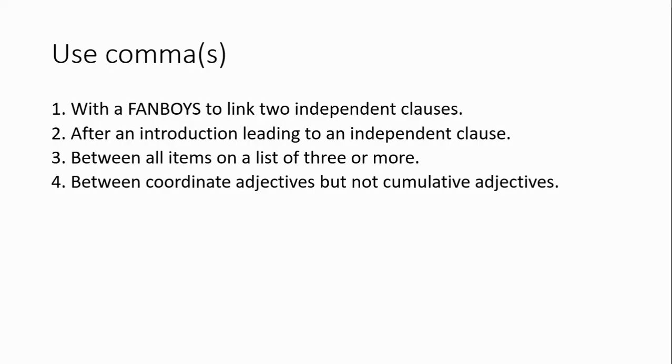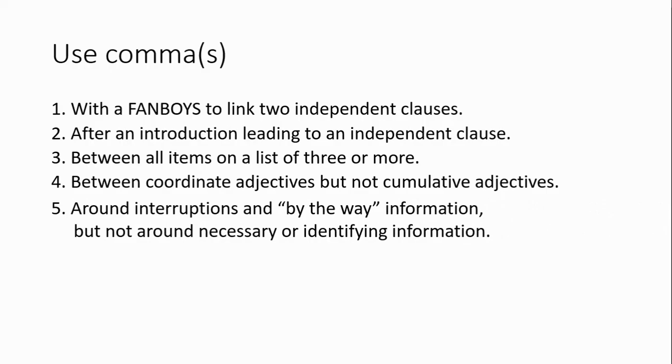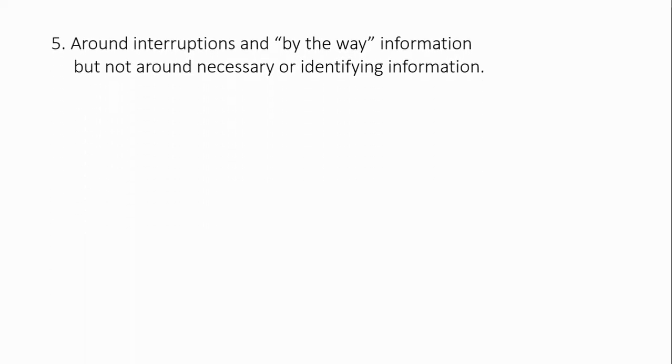Let's add 2 more rules. Around interruptions and by the way information, but not around necessary or identifying information. We'll have more to say about that in a moment. And number 6, a miscellaneous category. The 5 rules above probably cover about 95% of the commas you'll be using as a writer. So if we have these 5 rules nailed, we'll keep our eyes out for the other 5%. But let's take a closer look at rule number 5. Use commas around interruptions and by the way information, but not around necessary or identifying information.